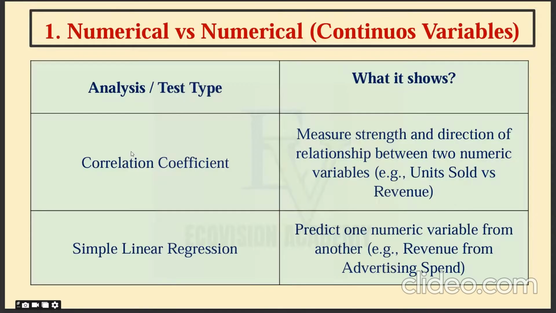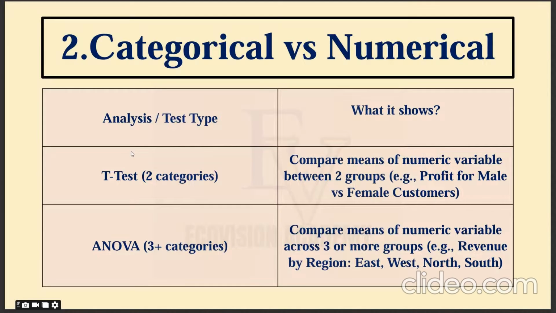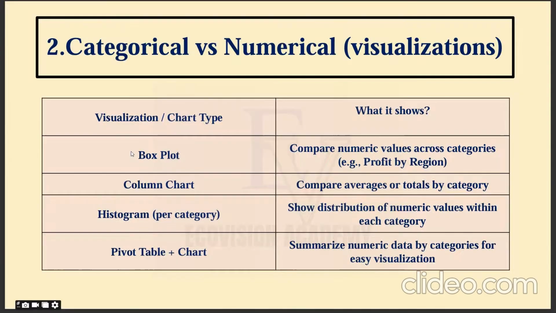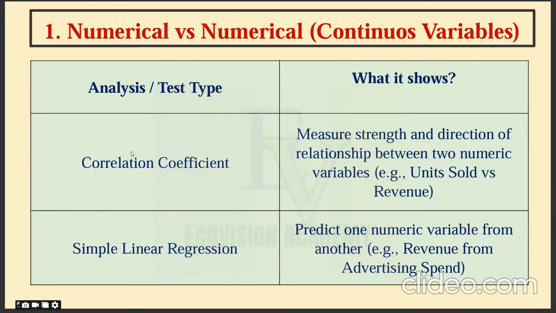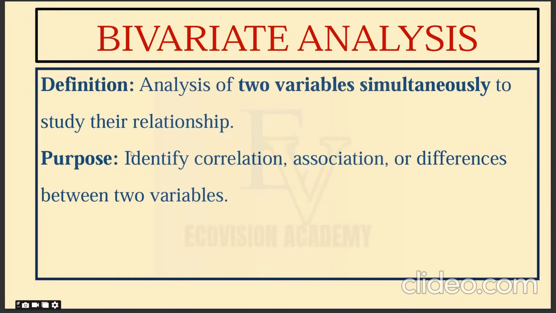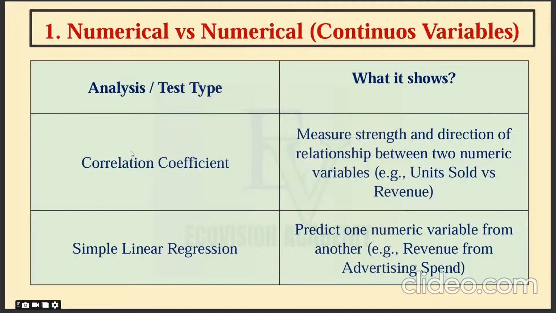What are the analyses that can be done with the help of bivariate analysis? When we are talking about bivariate analysis, we have to think about whether the two variables are numerical, or the two variables are categorical, or one variable is numerical and one is categorical. Here numerical means quantitative data, categorical means qualitative data. So if both the variables are numerical, what are the tests or types of analysis that we can do? This is the test or analysis, not visualization.